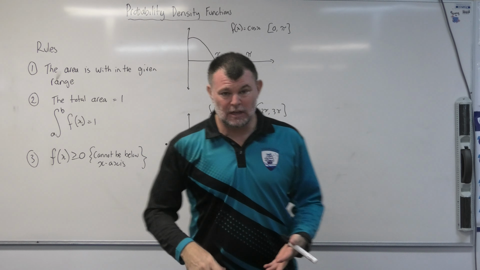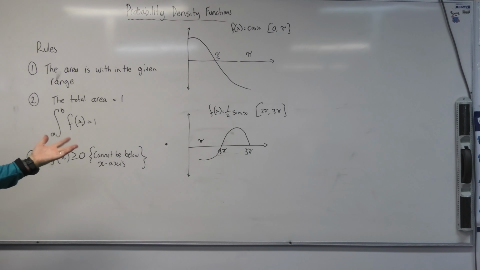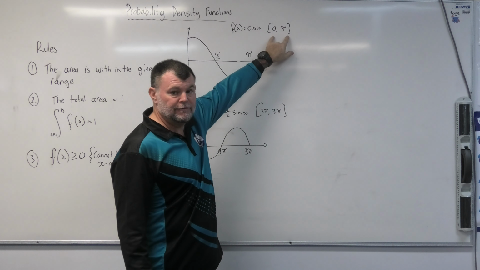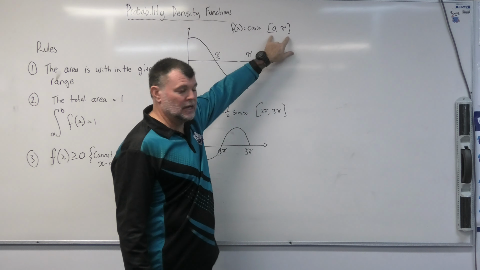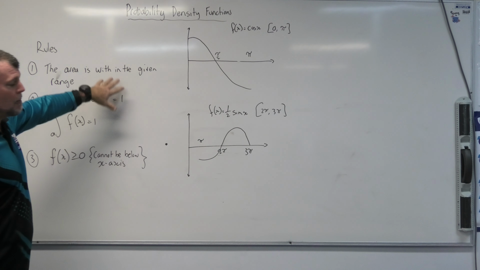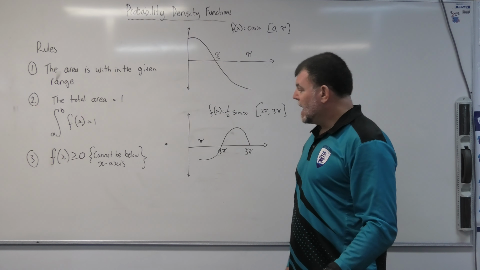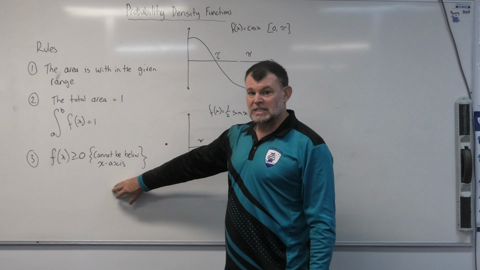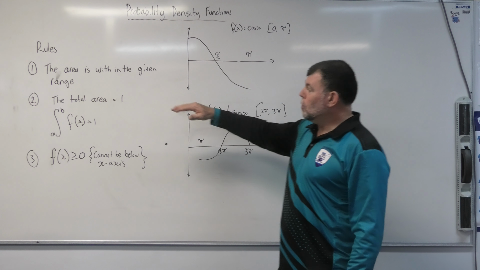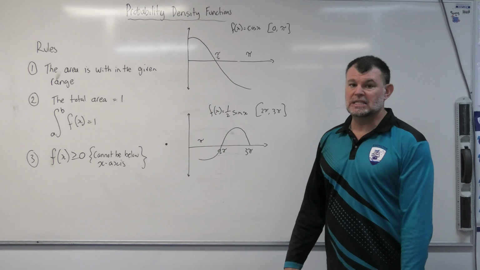So the three rules that we're looking for today are, first, if the function itself is given within the range. What that means is if we've got a range and the area that we're trying to find is within that range only, then we have a probability density function. If the total area within that range is equal to 1, then it is also a probability density function. And the last one is that it is only a probability density function if the function itself is greater than 0, so it's above the x-axis. All three of these must be satisfied for it to become a probability density function.